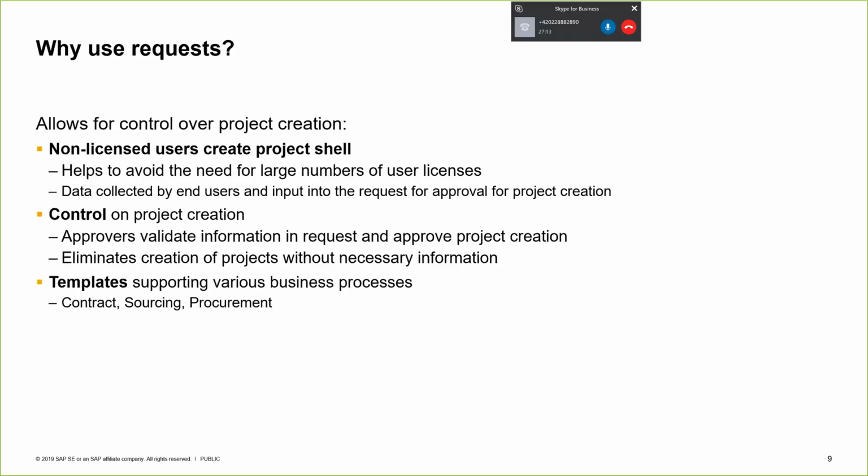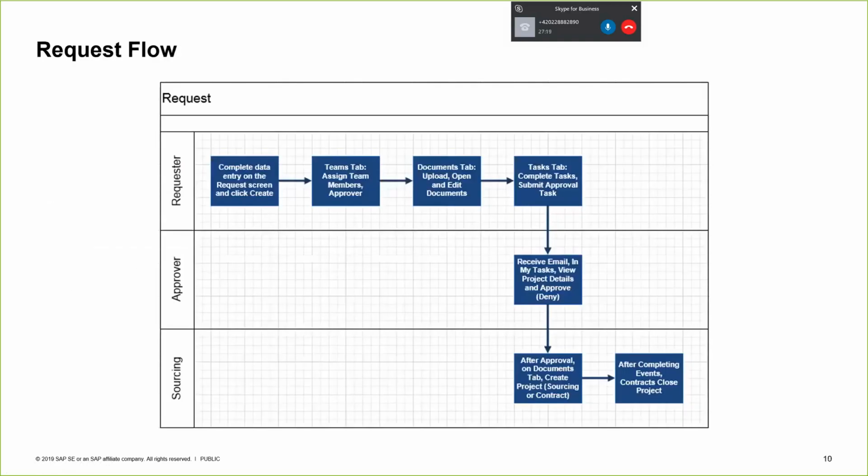All right. So these would be the reasons, and we can look at the process request flow. So first, the requester completes the data entry on the request screen and clicks create. So that means the requester clicks on create, contract request, sourcing request, fills in the header fields, selects the request template, and clicks on create.